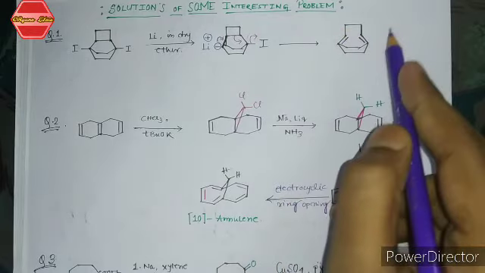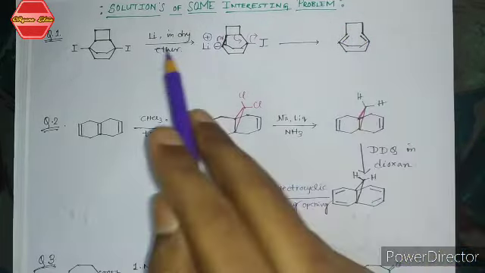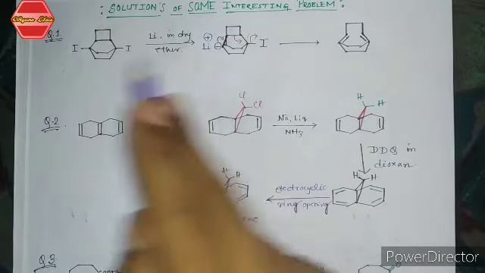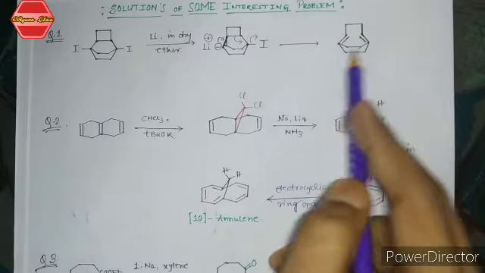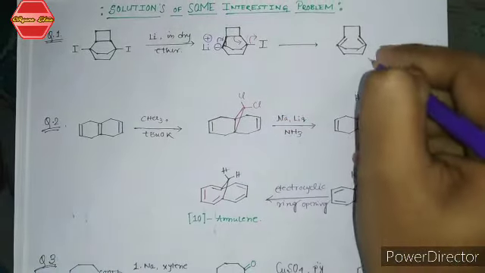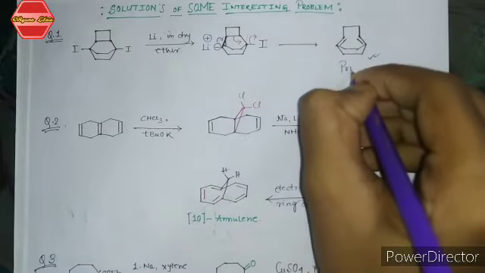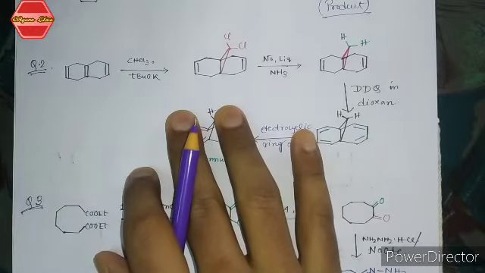Although this is much less stable, the product is formed just due to the release of strain of the 4-membered ring. So this is the driving force of this reaction, and this is your product. Now let's come to question number 2.